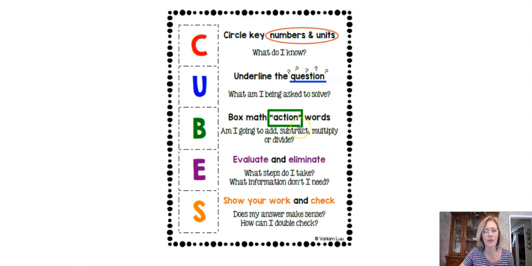One of the things I want to remind you about is that we always use our cube strategy, okay? We need to circle numbers and units, underline things in the question that we need. We box our action words. Those are the words that tell us whether we're going to add, subtract, multiply, or divide. Evaluate what you need, eliminate what you don't need. Okay, and show your work and check.